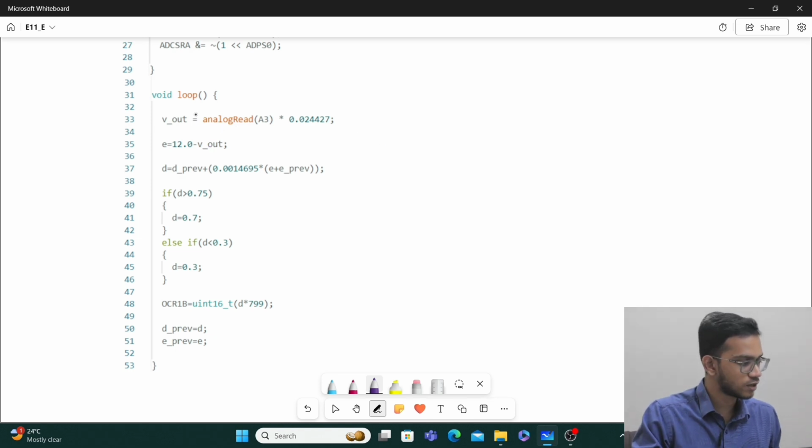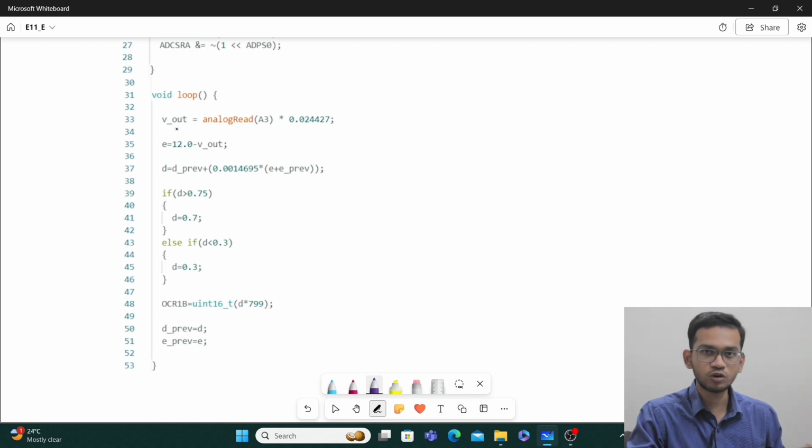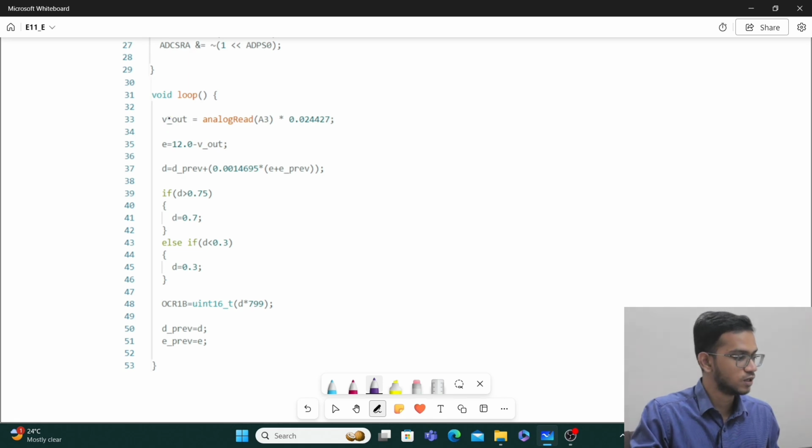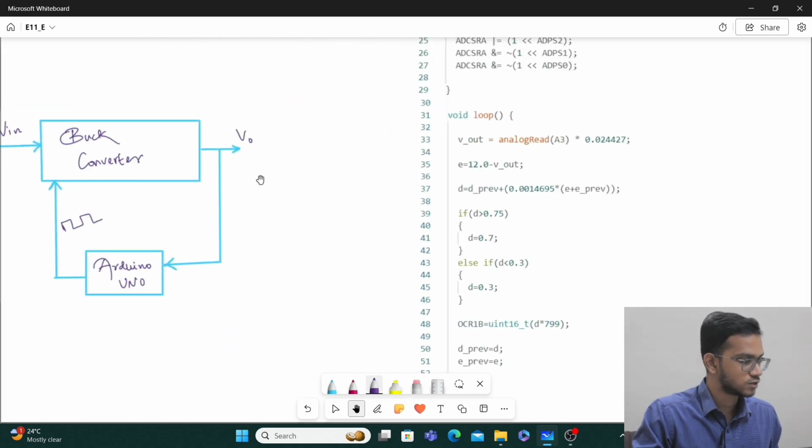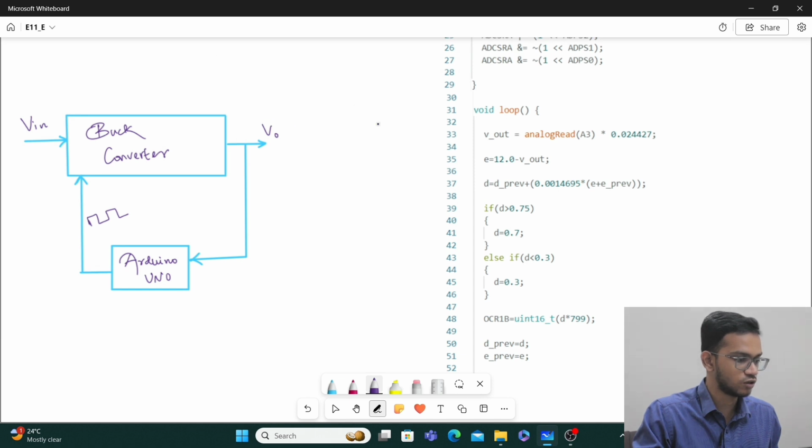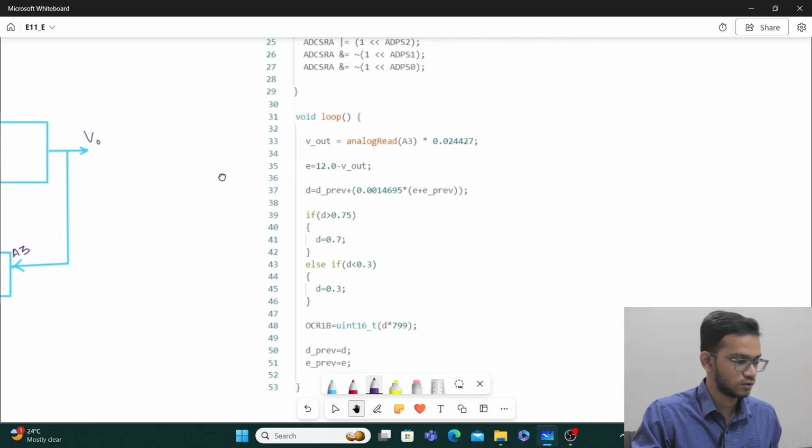In the first statement, we calculate the value of the output voltage present at the output of the converter, and we store it in a variable called V_out. V_out stands for the output voltage of the converter. This V naught is our V out here. So we take the output and give it to pin A3, and we get the digital output at pin 10, and then we give this PWM directly to the gate driver circuit.